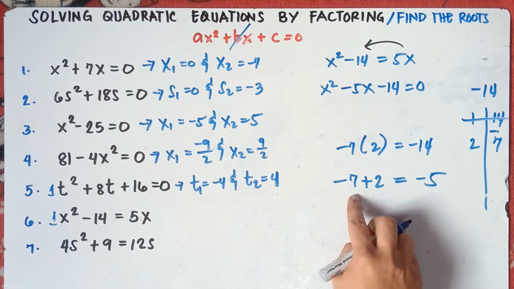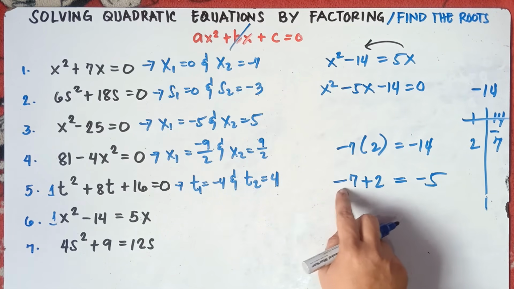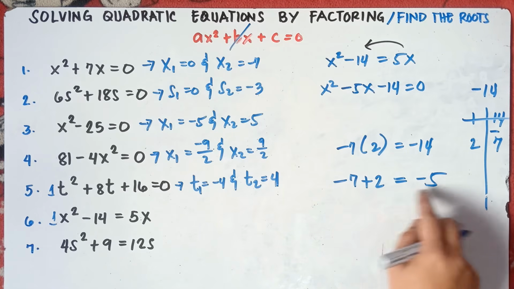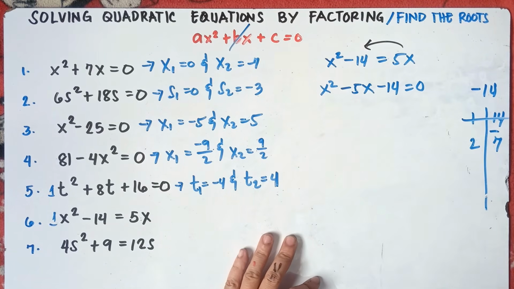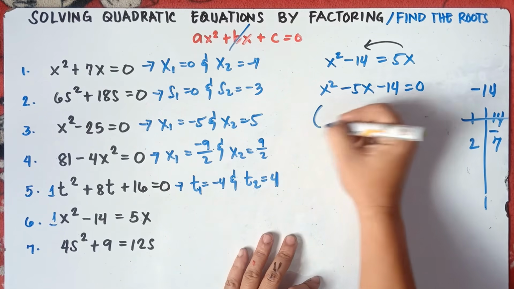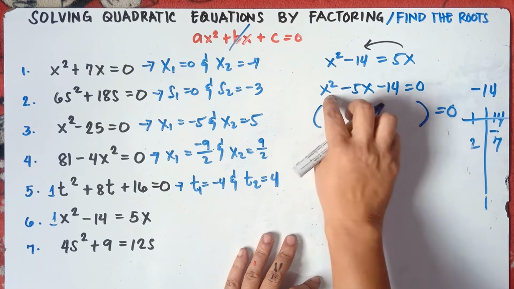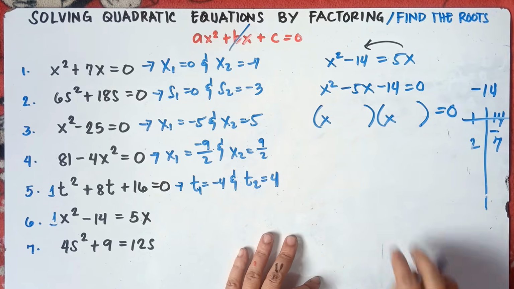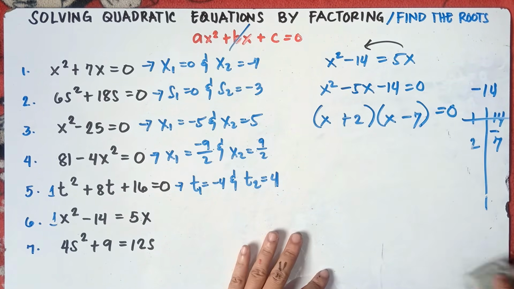If the signs are not the same, subtract, then copy the sign of the larger absolute value, which is negative 7. So subtract 7 minus 2 is 5, then copy the sign, negative 5. Therefore, we will use positive 2 and negative 7. So the factors will be, equals 0. Then copy x, x and x, then positive 2 and negative 7.